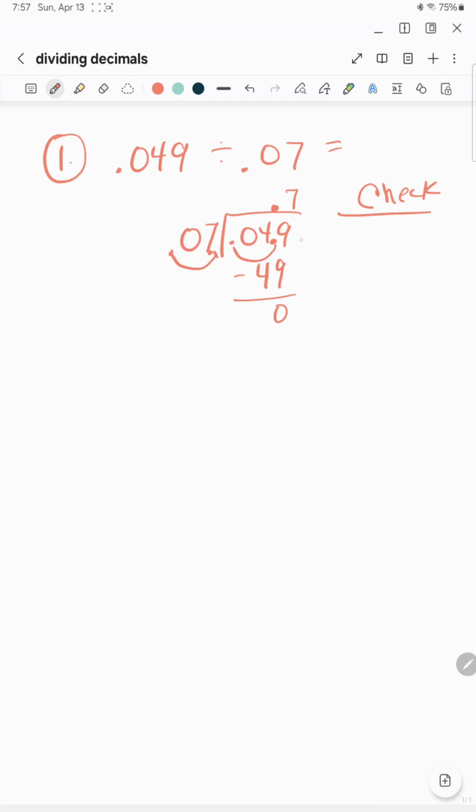Let's do a quick check here to see if we're right. What we're going to do is take the divisor, so 0.07, times the quotient, and hopefully we get the dividend. So this one times this one. Let's do 0.7. We get 7 times 7 is 49. 7 times 0 is 0, plus 4 is 4. I see 1, 2, 3 place values, so I have to move over the decimal. So 1, 2, 3. I get 0.049, which matches 0.049, and we know we're right.